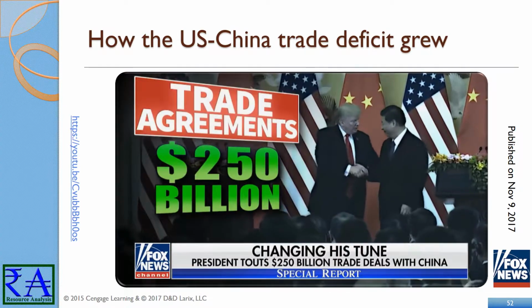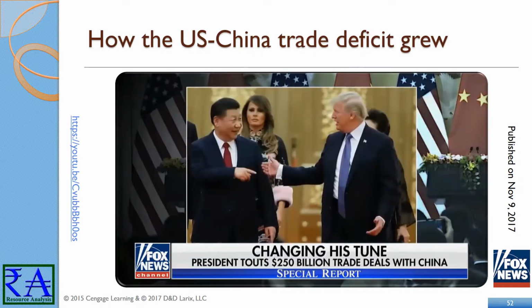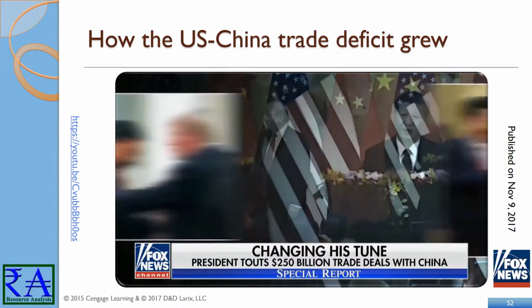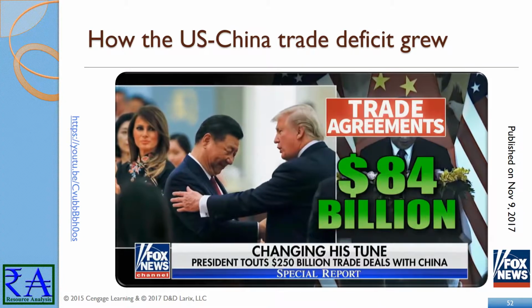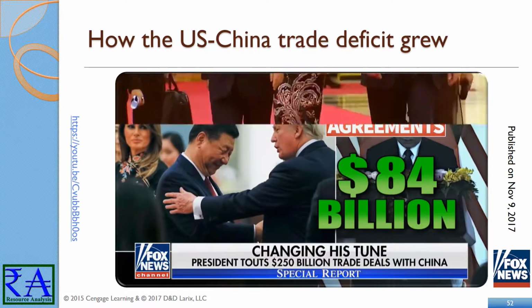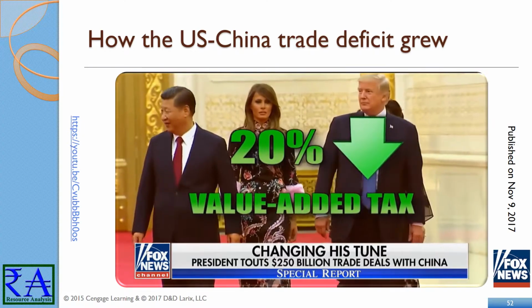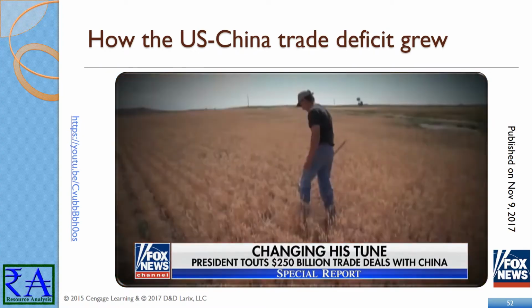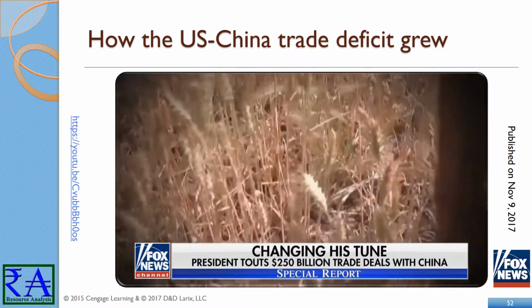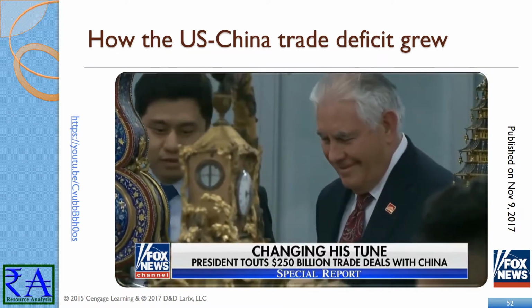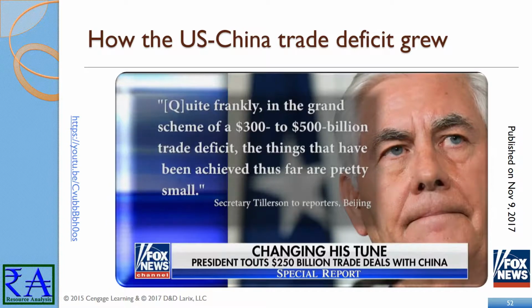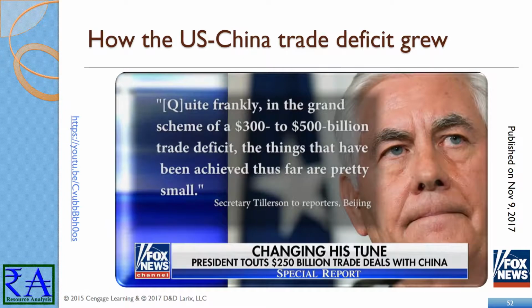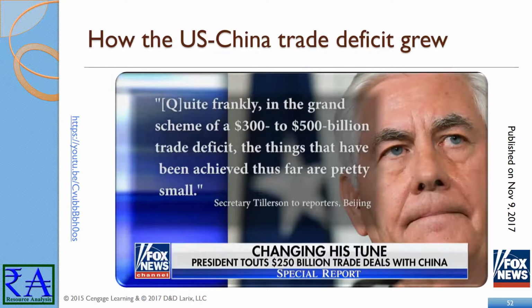Among the $250 billion in new trade agreements announced during President Trump's visit to Beijing are a deal for the China Energy Investment Corporation to pour $84 billion into West Virginia power projects and a 20% reduction in the value-added tax China places on imports of American distillers' dried grains. Among those unimpressed, Secretary of State Rex Tillerson. Quite frankly, in the grand scheme of a $300 to $500 billion trade deficit, the things that have been achieved thus far are pretty small.